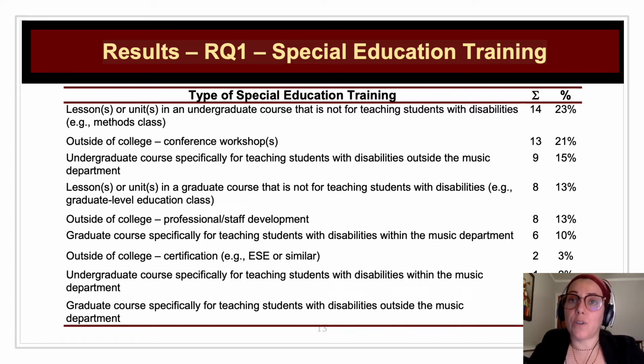General information was likely taught to them through single lessons or units in a methods course or something similar. The next highest percentage of participants, 21%, were taught outside of college through conference workshops, and this also aligns with literature findings. Only one person took an undergraduate college course specifically for teaching students with disabilities within a music department.